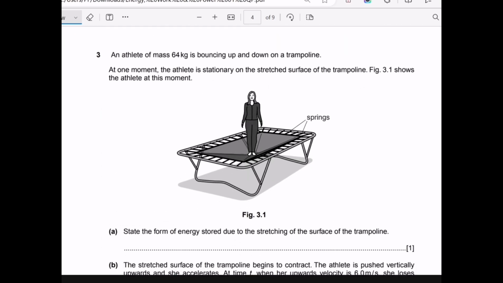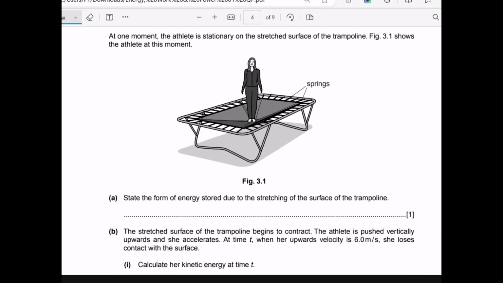An athlete of mass 64 kg is bouncing up and down on a trampoline. At one moment, the athlete is stationary on the stretched surface of the trampoline. Fig 3.1 shows the athlete at this moment. State the form of energy stored due to the stretching of the surface of the trampoline. That's the same thing as the previous question. Whenever they are talking about stretching, that is elastic potential energy.